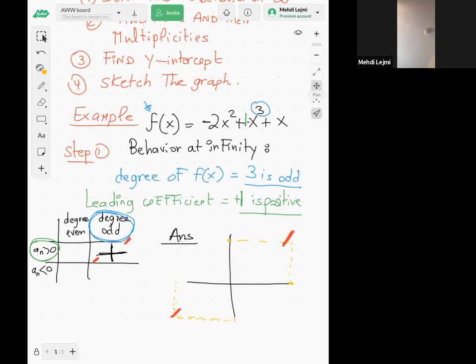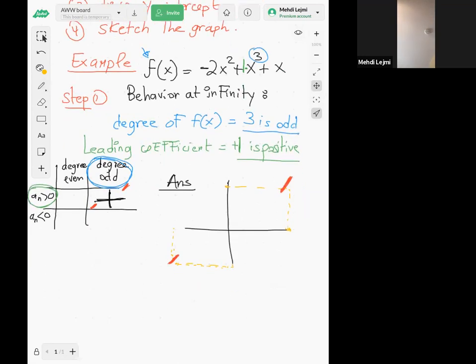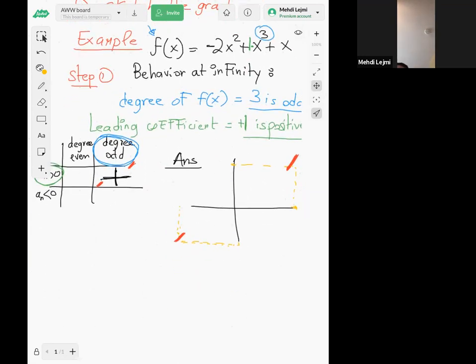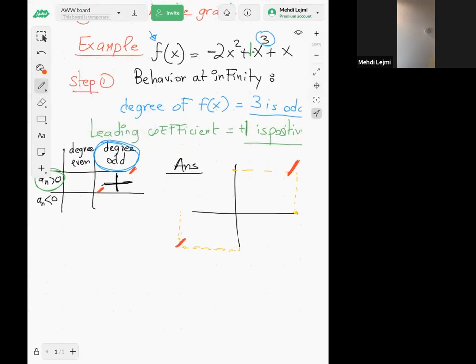Is there any question, guys, about the behavior at infinity? Make sure that in the test or in the final, you have the table of behavior at infinity in your formula sheet. Okay, so next, after step 1, step 2 now, we have to find the roots.